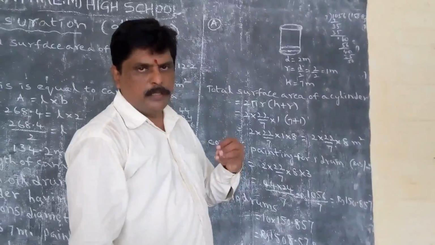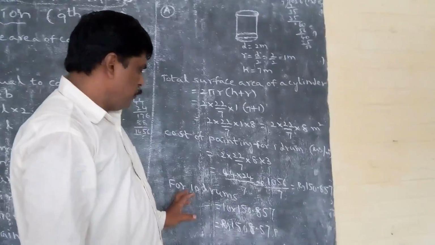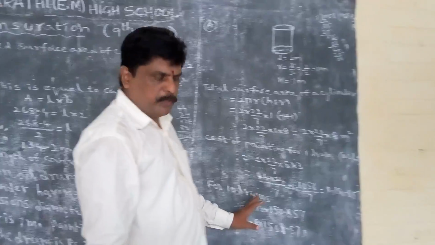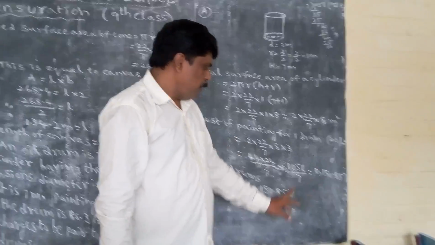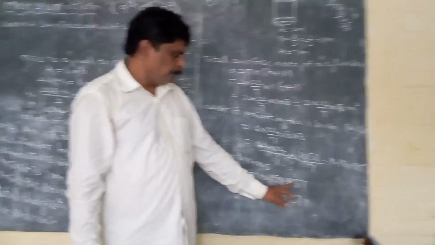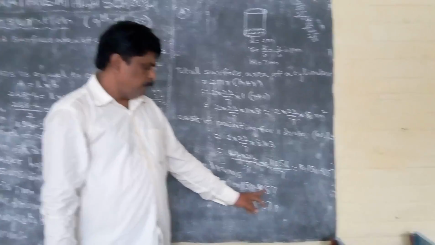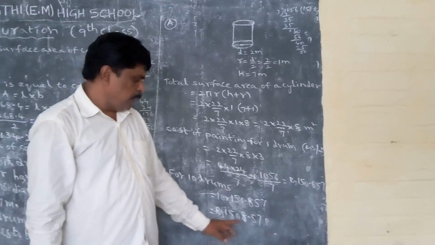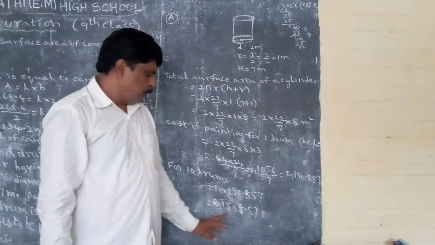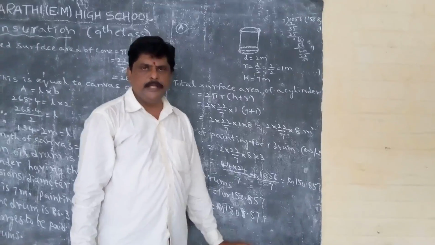But in the sum, he asked for the cost of painting for 10 drums. So the cost of painting for 10 drums is equal to 150.857 into 10. Then the point will be moved by 1. Here 10 is there, so the point will be moved by one number. So you get 1508.57 rupees, 1508 rupees and 57 paise for painting the 10 drums.